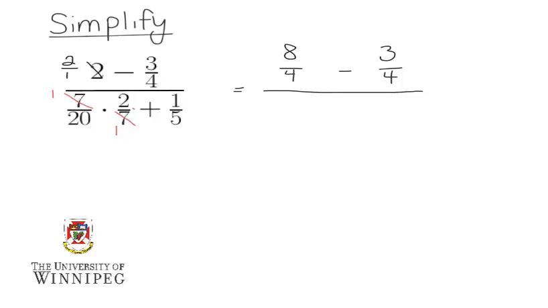In addition to this, we can take out a factor of 2 from 20 and be left with 10, and a 1 over here in the numerator. Next, we can go ahead and multiply these fractions together. 1 times 1 will give us a numerator of 1, and 10 times 1 will give us a denominator of 10.